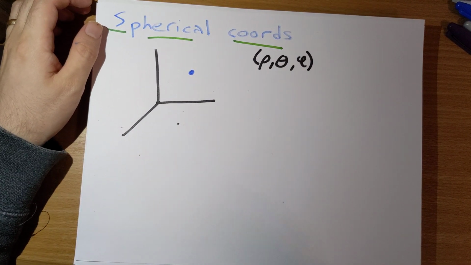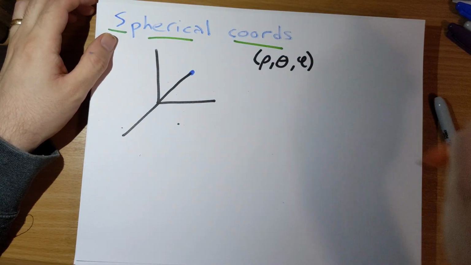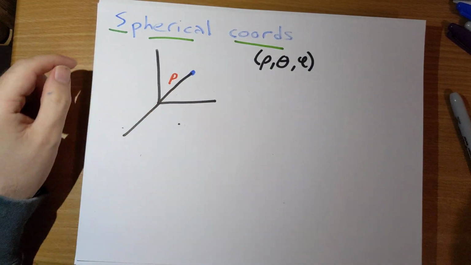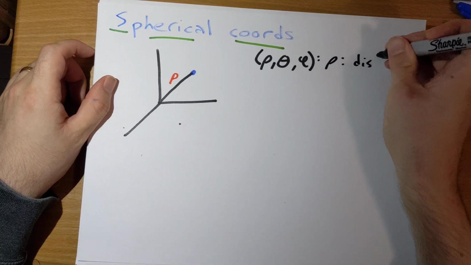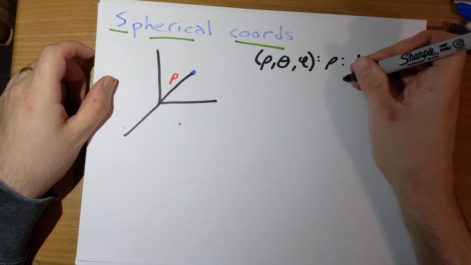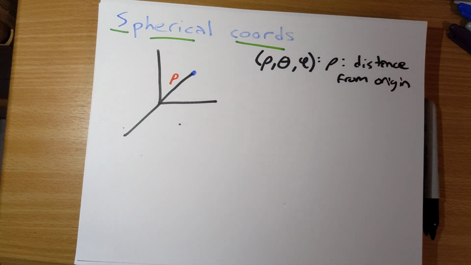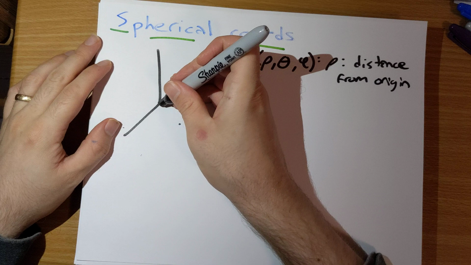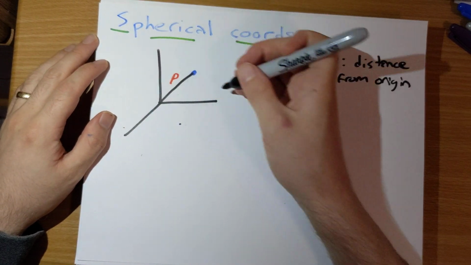And what these three are going to mean: this rho is the distance you are away from the origin. And that's distance in a true, three-dimensional distance formula sense. And then theta and phi, those are both going to be angles in different ways here.